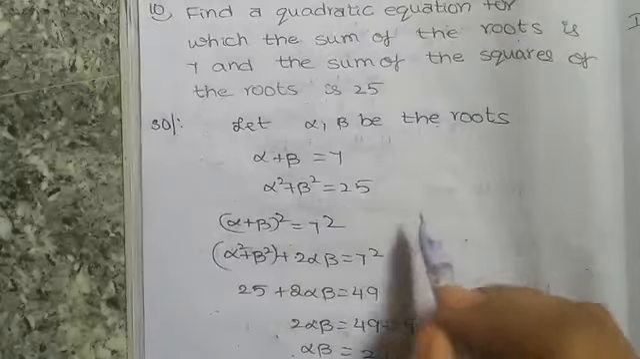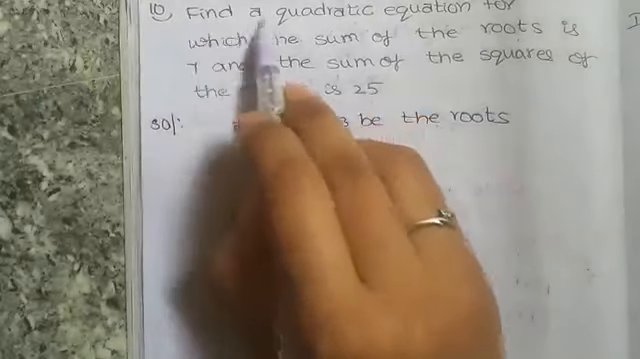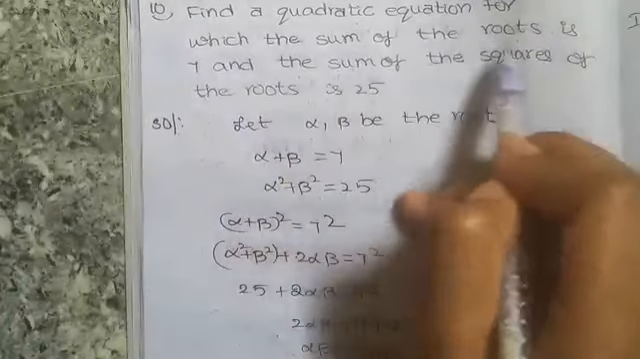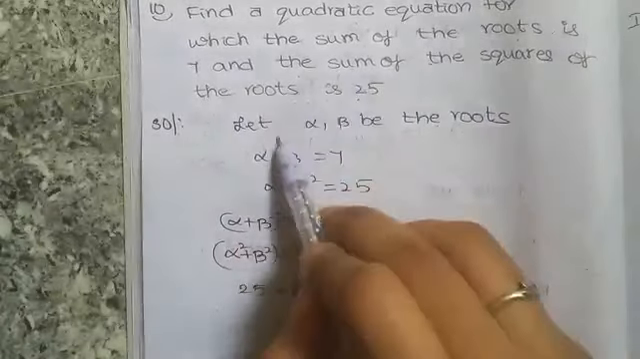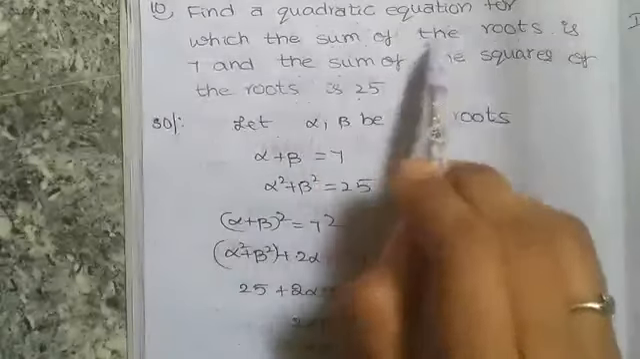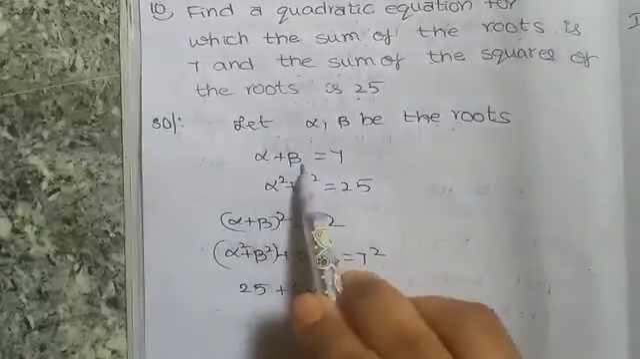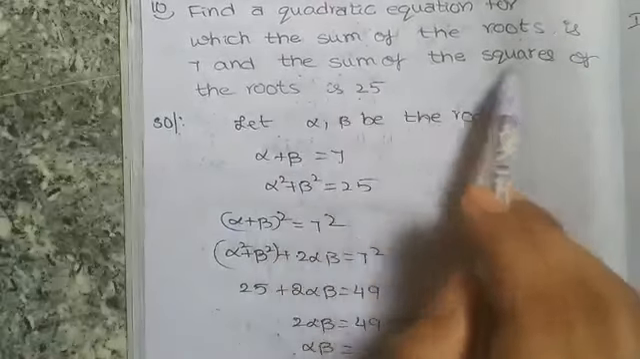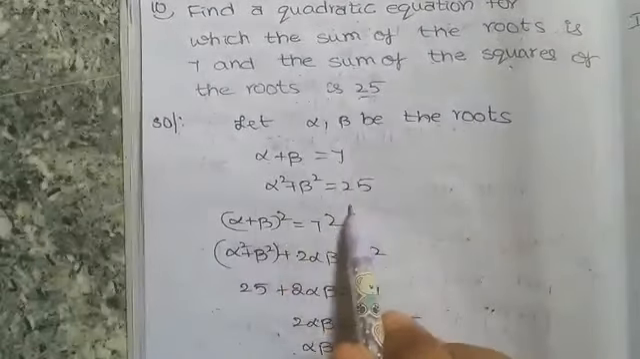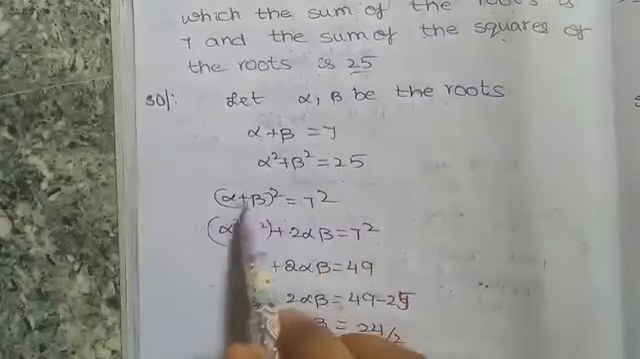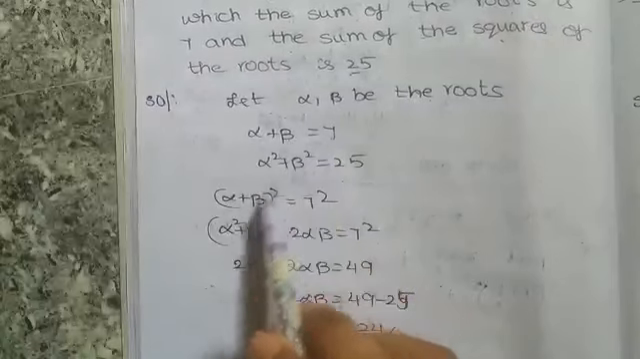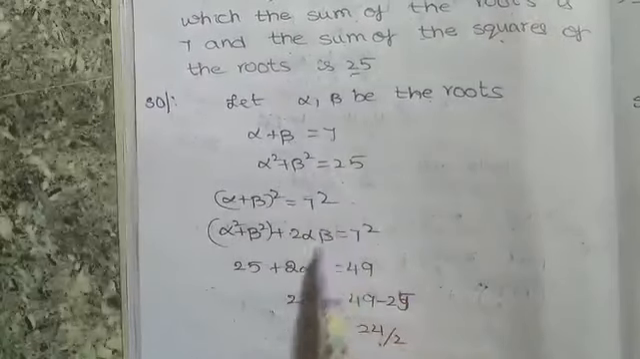This is the last problem in this exercise. That is the 10th one. Find a quadratic equation for which the sum of roots is 7 and the sum of squares of the roots is 25. So let alpha and beta be the roots of this quadratic equation. So what have they given? Sum of roots means alpha plus beta is equal to 7. And sum of the squares means alpha square plus beta square, they have given as 25. I am writing alpha plus beta whole square is equal to 7 square, because alpha plus beta is 7.